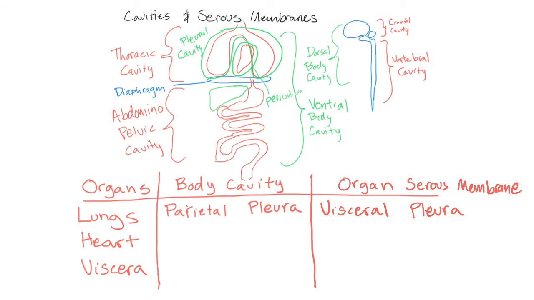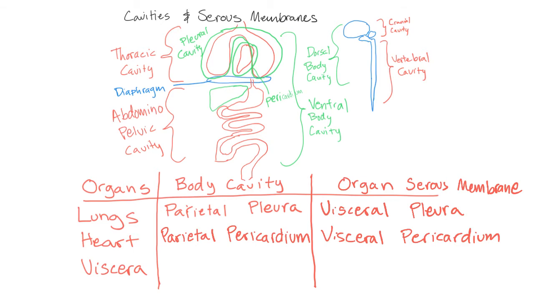Okay, and then it follows the same pattern for the other ones. So the parietal pericardium surrounds the heart chamber, so all the way around, and then the visceral pericardium is physically touching the heart itself.